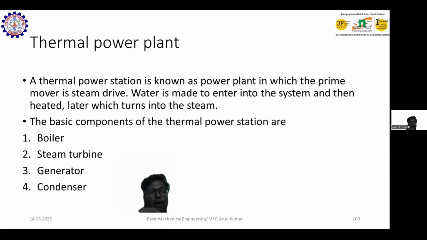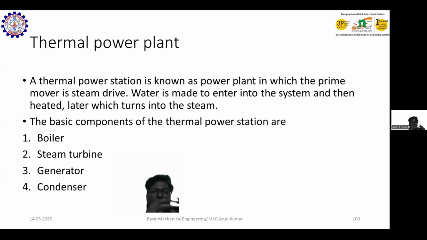Then the steam, after rotating the turbine, turns back into water-like vapor, and that vapor has to be converted into water, so the condenser is used. What is the purpose of the condenser? The vapor is fully converted into water. Why? Because the thermal power plant works with a fluid, water, and we do not want to waste it. So we convert the vapor back into water using the condenser. Then the water goes again to the boiler in a continuous process.